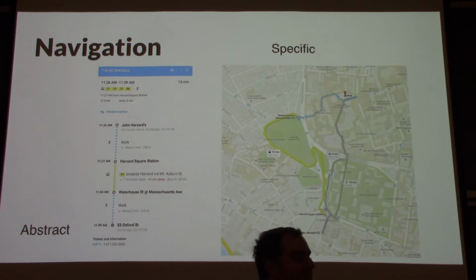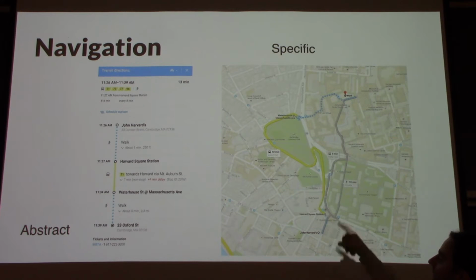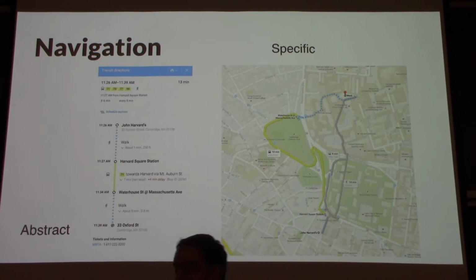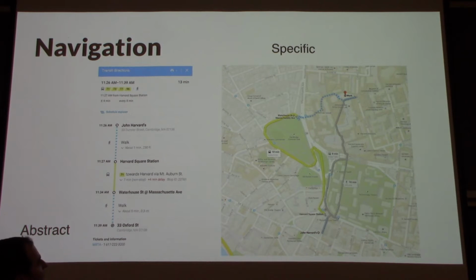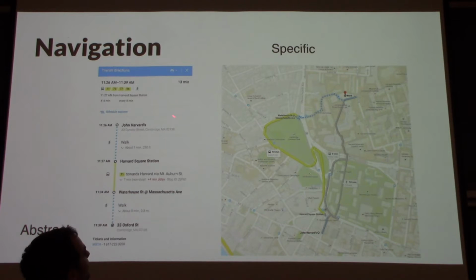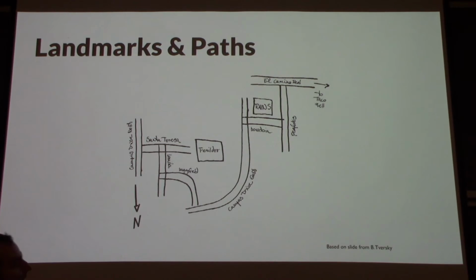About navigation, there are two different ways to do it. Either you can show it directly in a map, as you can see here, or you can do this abstract description. This would be for my old office to my favorite bar in Cambridge. I could either walk or drive or take a bus. Here you can see the list-based description, and here a map-based path is shown.